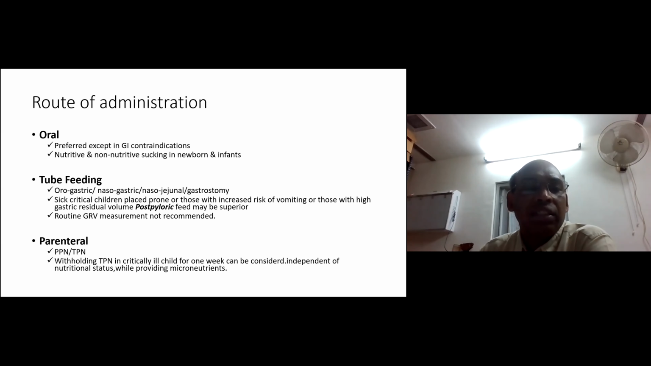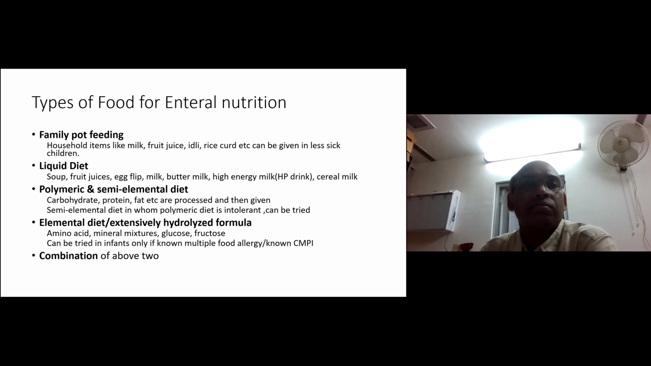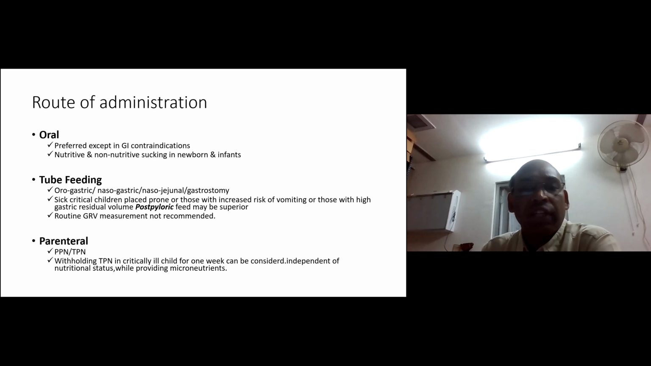Regarding parenteral nutrition, for the short term, you can go for peripheral parenteral nutrition and TPN. It is very important to note that in a very critically sick child and a child with MIS-C, we should not go for TPN for the first 1 week. We should avoid it. So for the first 1 week, instead of TPN, we give them just micronutrients and fluids.